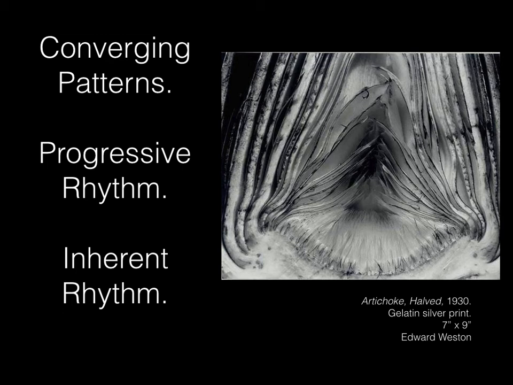This is another type of progressive rhythm called inherent rhythm. What we see over here is an artichoke that's halved. There's a little triangle made right in the middle that grows from the middle outwards as we look at it. A lot of inherent rhythms, or progressive rhythms that change throughout the piece, we find in nature. There's lots of growth that we can see in that. That's a natural growth.